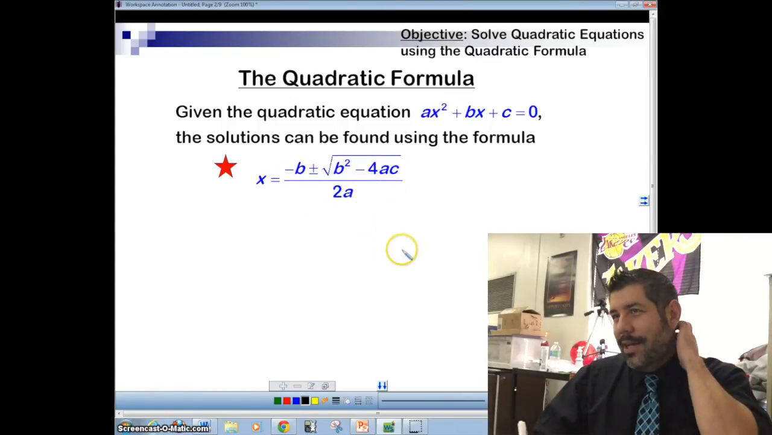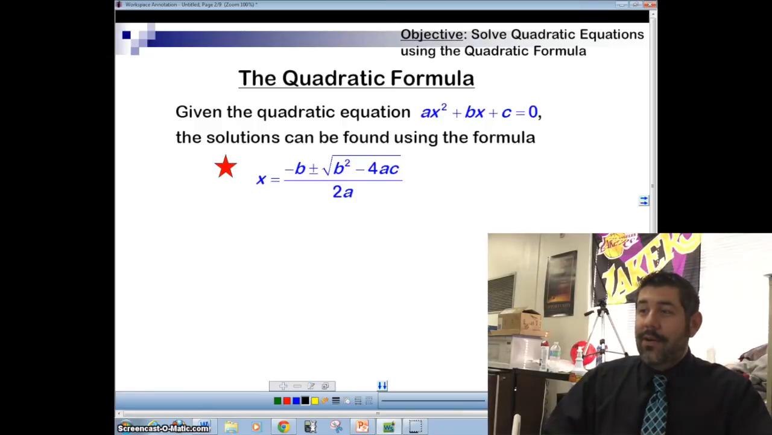All right, so you can remember that. Either way, just memorize it. It's really not that hard to memorize.